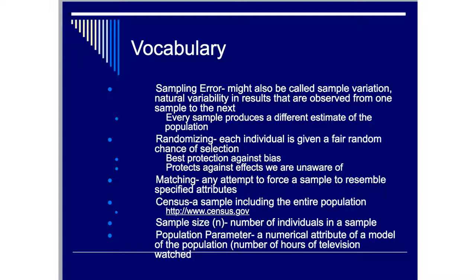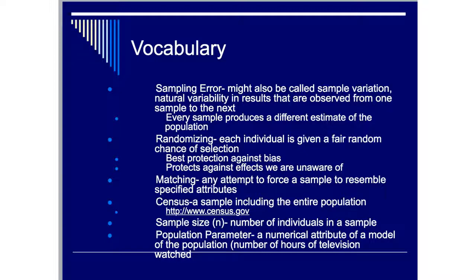Every sample produces different estimates of the population. Okay? That's why during election season, one week they're going to say that this person is in the lead. The next week, the numbers change, okay? Because they asked a different group of people every time. And they're trying their best to get a good representation of the voters in the country, right? But there's all kinds of things working against them when it comes to that.